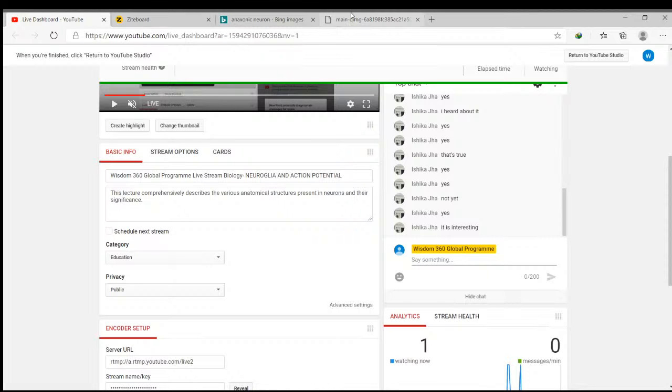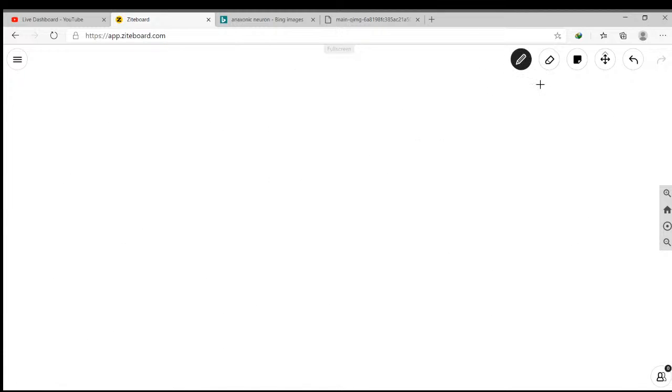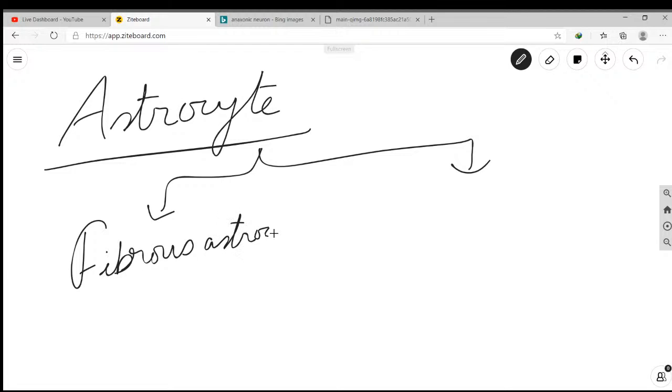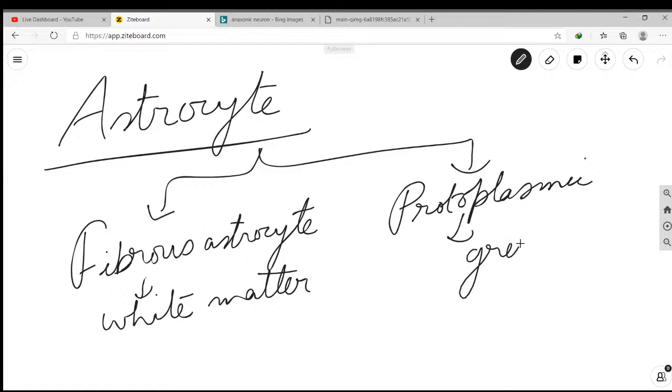Okay, so this is neuroglia. Now it will become more interesting. Now coming to the astrocyte. Astro means star shaped, astrocyte. Now if you want to divide even further, you can divide astrocytes into two types. One is fibrous astrocyte, one is protoplasmic astrocyte. Now fibrous astrocyte is present in the white matter and protoplasmic is present in the gray matter.